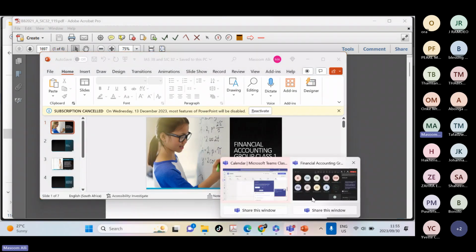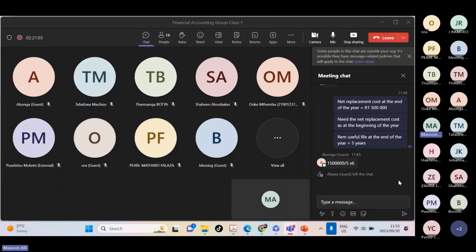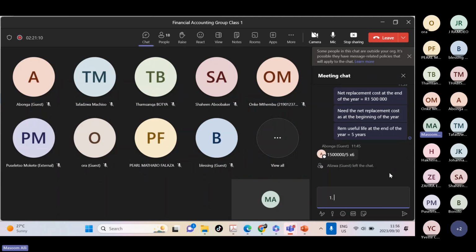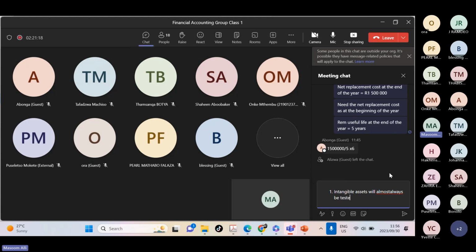So I have summarized the requirements of Circular 32. Now, the only thing that you guys need to notice, I'm going to put down here: intangible assets will almost always be tested on cost.